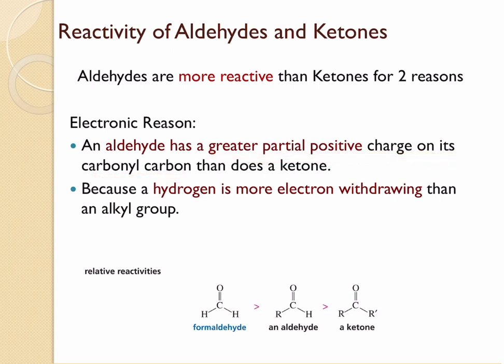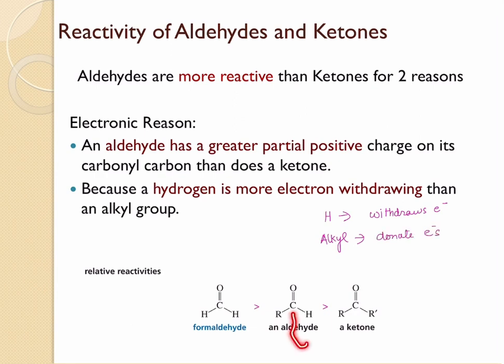Now let's compare the structure of aldehyde with that of ketone. Now in aldehyde, we do have at least one hydrogen, whereas in ketone, we do have two alkyl groups. Now the nature of the hydrogen is to withdraw the electrons. So hydrogen withdraws electrons. Whereas the nature of an alkyl group is to donate the electrons.